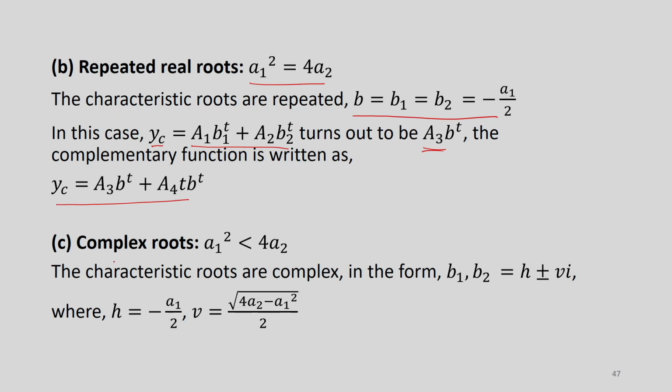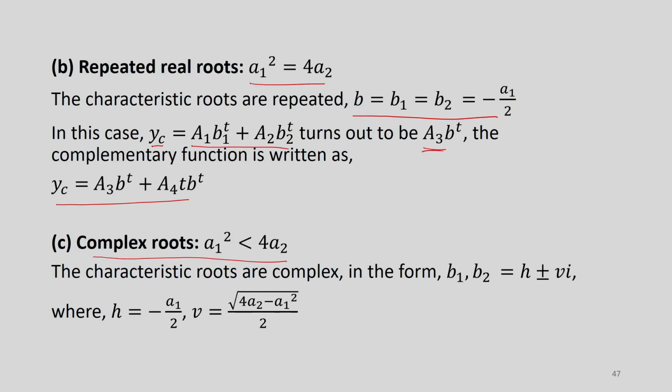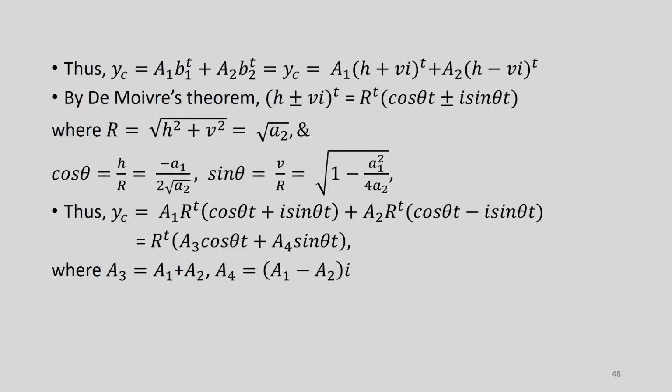And finally, is the case of complex roots. So, this is the case where the square root term a 1 square minus 4 a 2 turns out to be negative. So, this is the condition where it is negative. In this case, the characteristic roots are complex in the form b 1 and b 2 is equal to h plus minus v i, where i is the imaginary number, h is equal to minus a 1 divided by 2 and v is equal to root over 4 a 2 minus a 1 square divided by 2.